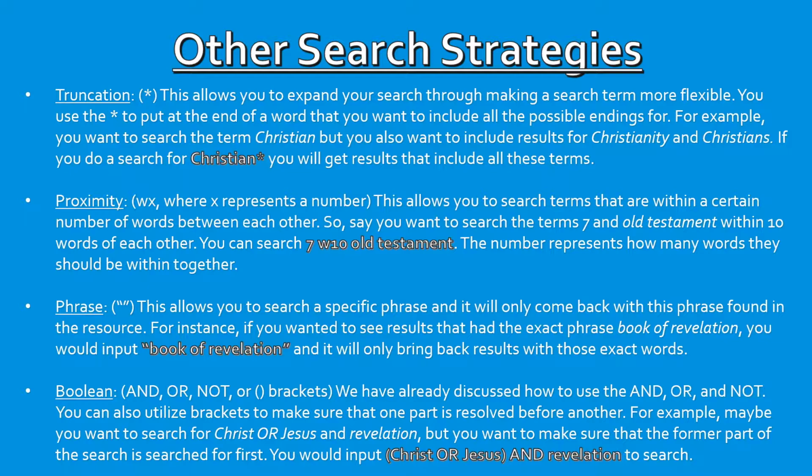Boolean. We have already discussed how to use the and, or, and not. You can also utilize brackets to make sure that one part is resolved before another. For example, maybe you want to search for Christ or Jesus and Revelation, but you want to make sure that the former part of the search is searched for first. You would input bracket, Christ, or Jesus, bracket, and Revelation to search.